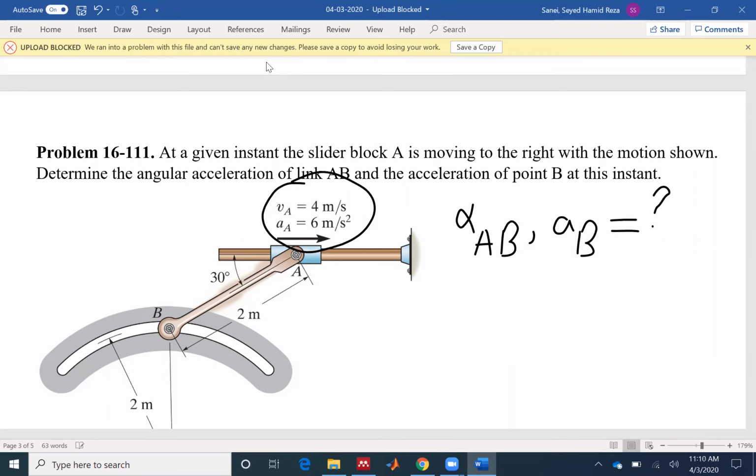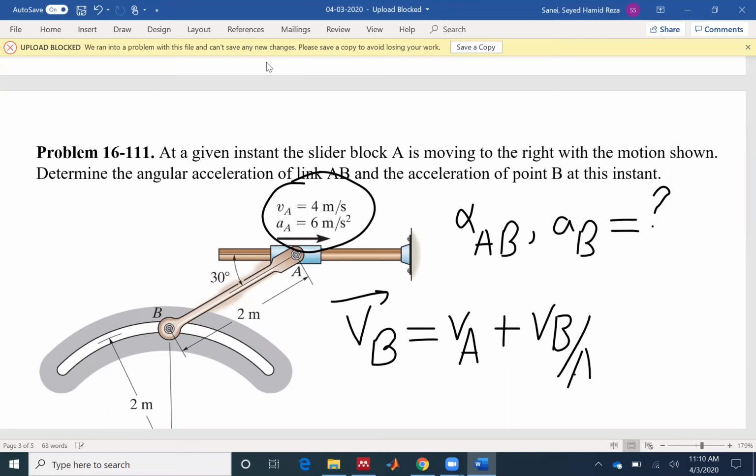The problem is not asking for the velocity at B or omega AB, but for writing the acceleration equation, we need that information. So even though the problem is not asking us to do any relative velocity formulation, we have to do that to get the information needed for the second part of the problem. So VB is equal to VA plus VB with respect to A.